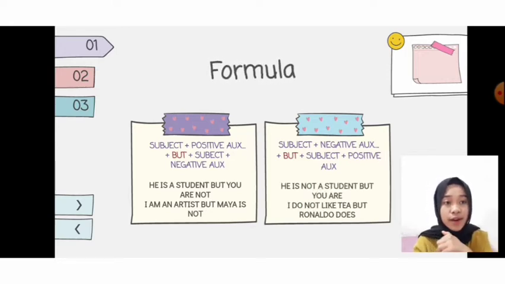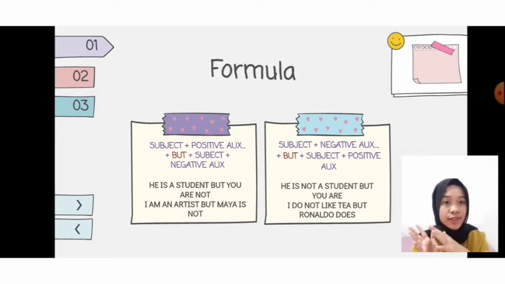So there are two formulas that are used for contrary ellipsis. The first one is subject plus positive auxiliary plus but plus subject plus negative auxiliary. And the second one is subject plus negative auxiliary plus but plus subject plus positive auxiliary.